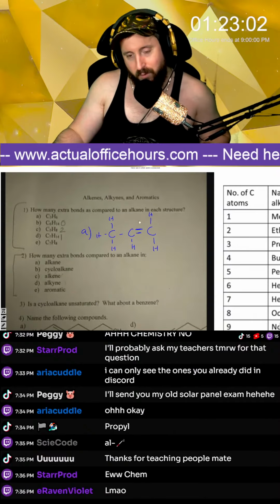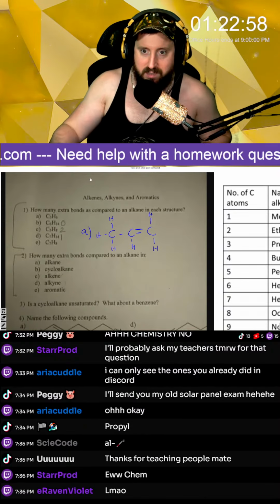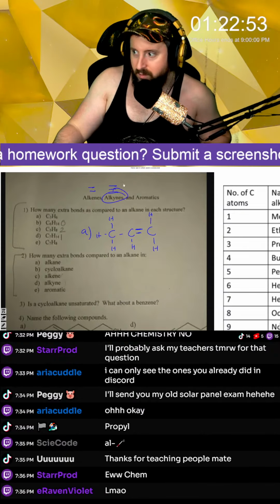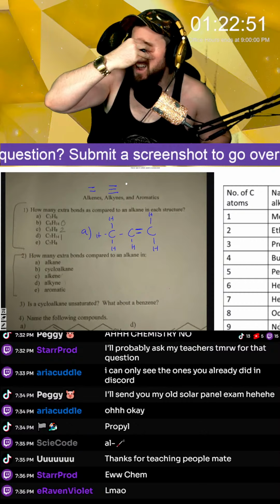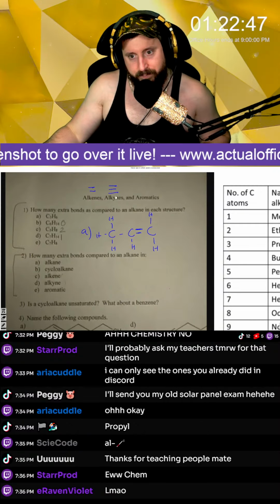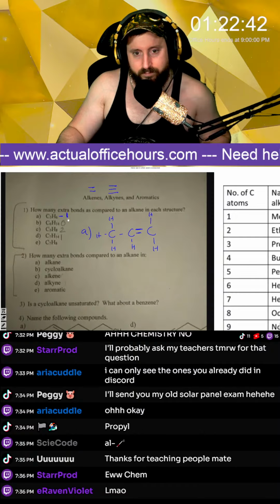Because now it has 4. Yeah. Okay. And then this is called an alkene. Alkenes have a double bond. Alkynes have a triple bond. Aromatics, I think, are rings. Are aromatics rings? Yeah. So in this case, I think this just has 1 extra bond.